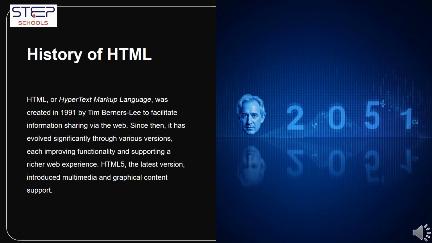History of HTML. HTML, or Hypertext Markup Language, was first introduced in 1991 by Tim Berners-Lee, the inventor of the World Wide Web (WWW). It was originally created to help researchers share documents and information online. In short, HTML has grown from a simple tool for sharing documents into the foundation of modern websites or web pages.